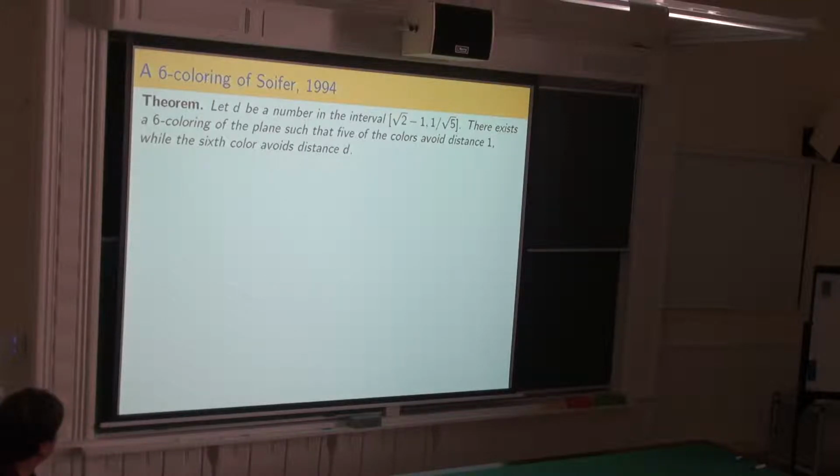So Seufer asked, well, what if you are allowed to use 6 colors? Can you say something relatively meaningful? And he came up with this nice result. You have a 6 coloring of the plane, and ideally you would like all 6 colors to avoid distance 1, but he came up with something else. He said 5 of the colors avoid distance 1, and the 6th color avoids some other distance. And actually he was able to produce an entire interval, which is a small interval. This is 0.41, this is 0.43. So for any d in this very small interval, he came up with a coloring of the plane with only 6 colors, so that 5 of the colors avoid distance 1, and the 6th color avoids this special distance d.